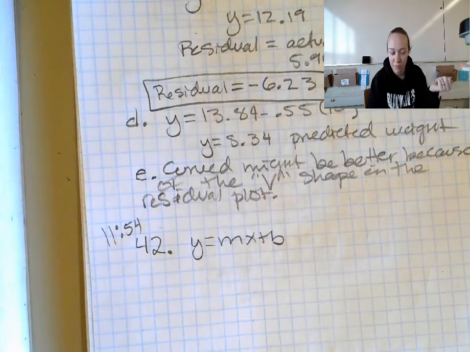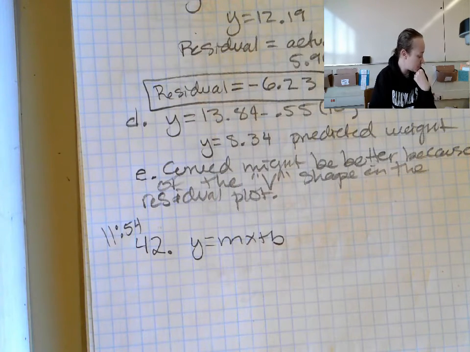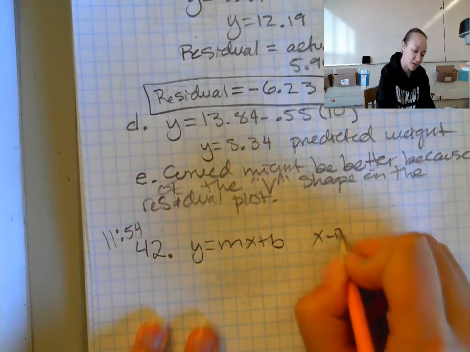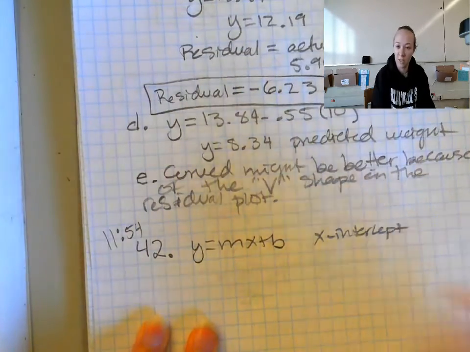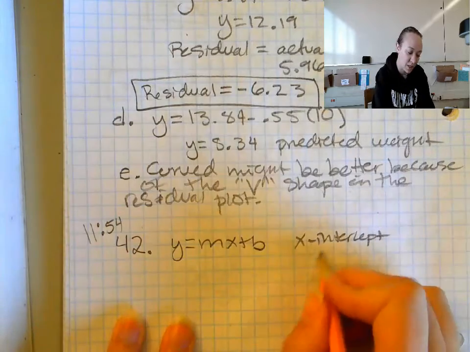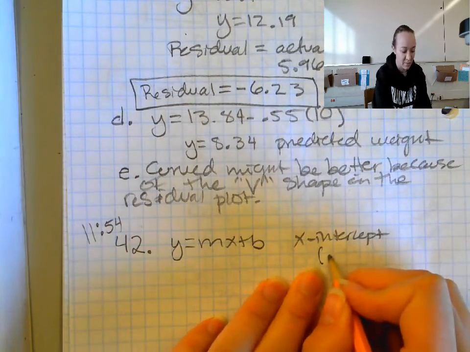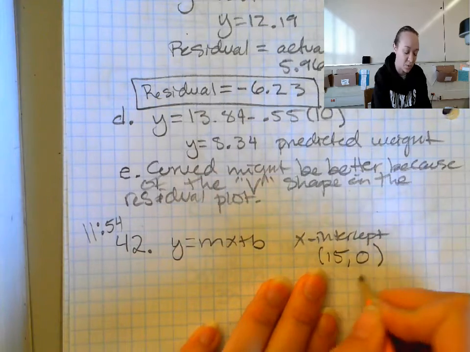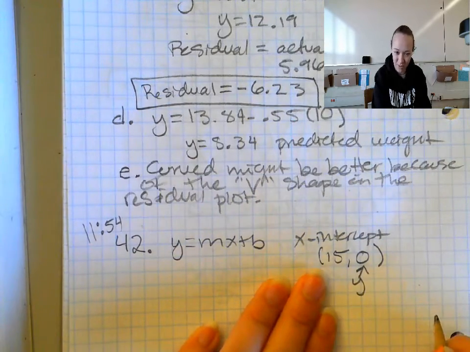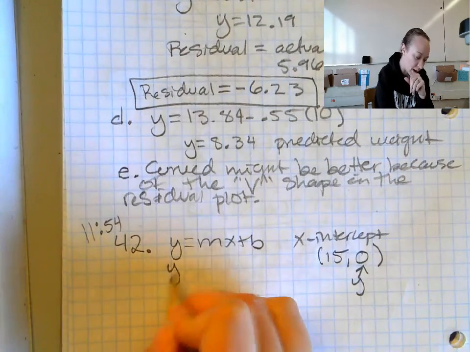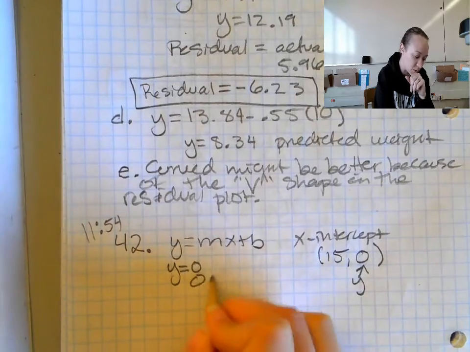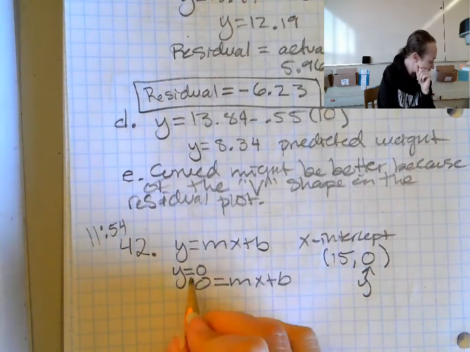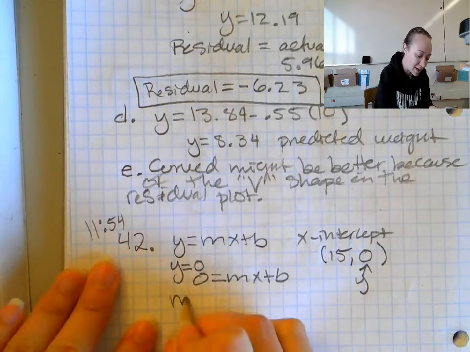All right, in 42, do we substitute 0 for x, or do we substitute 0 for y if we're trying to find the x-intercept? Well, we know that the x-intercept would be like at a coordinate, if the x-intercept was 15, you'd say 15, 0. So that means that y is 0. So it should be when y equals 0. So 0 equals mx plus b. So if 0 equals 0, that means Michelle is correct.